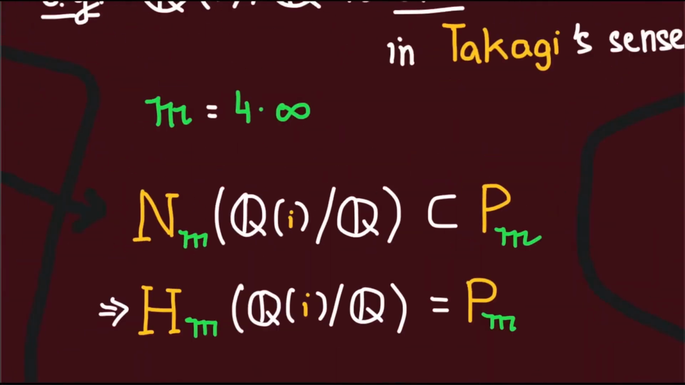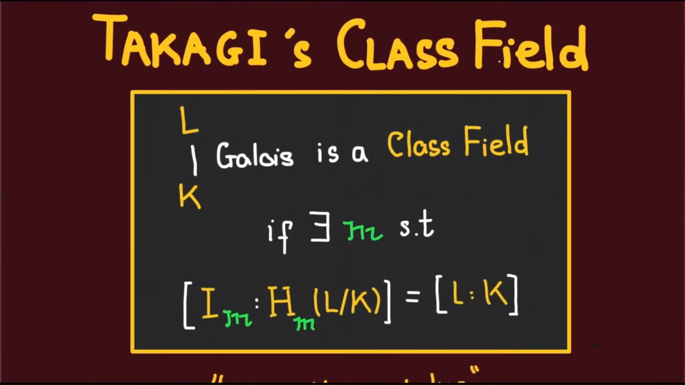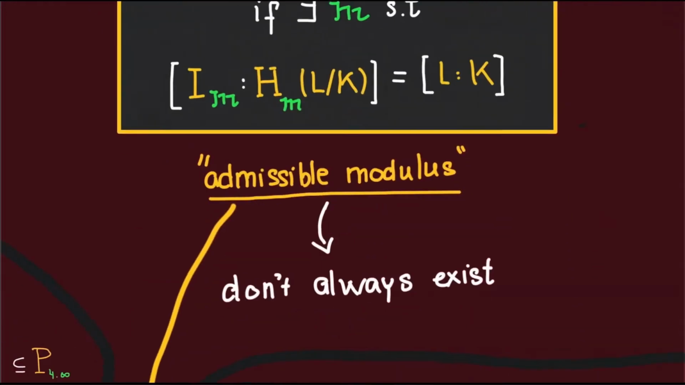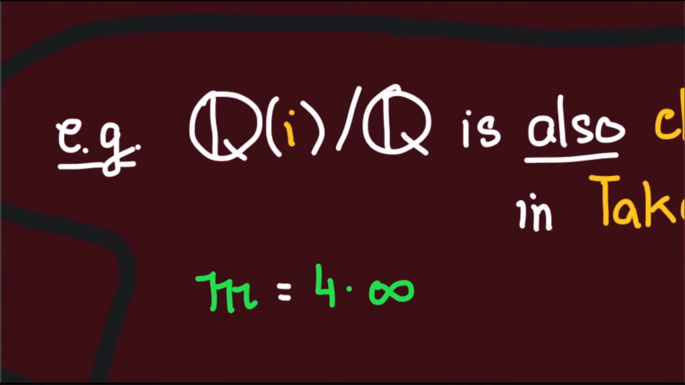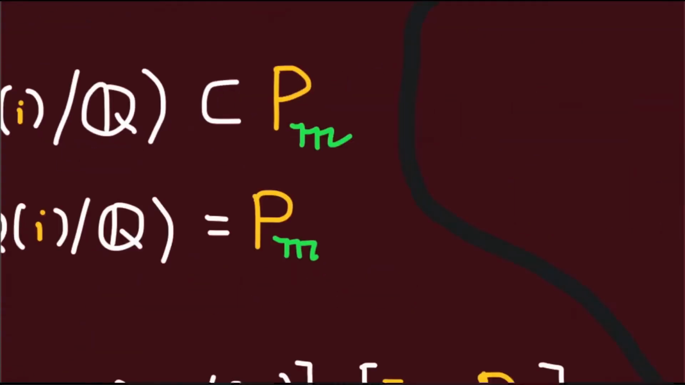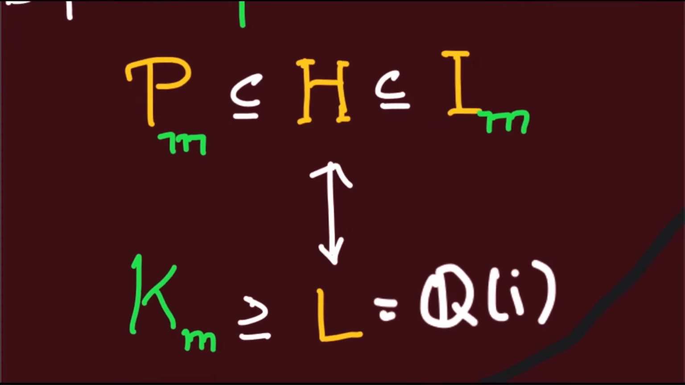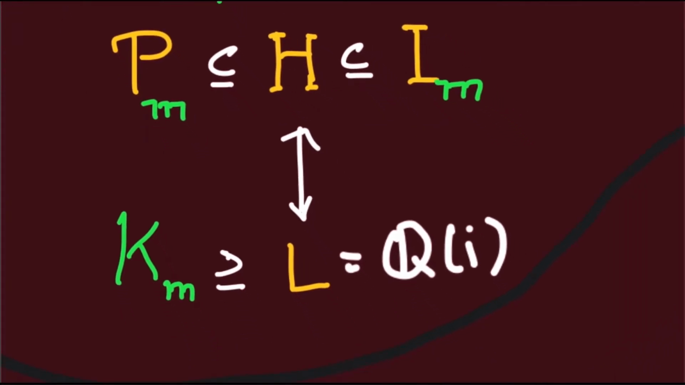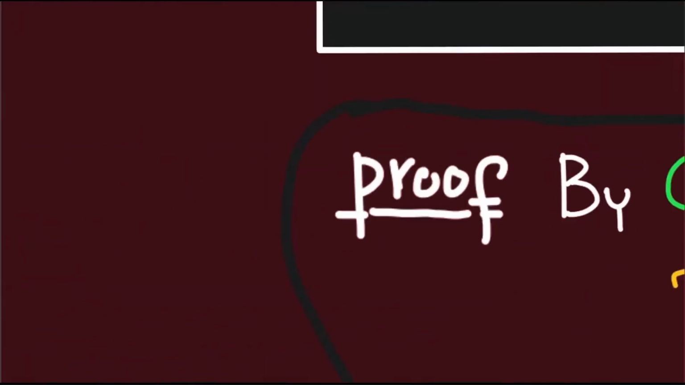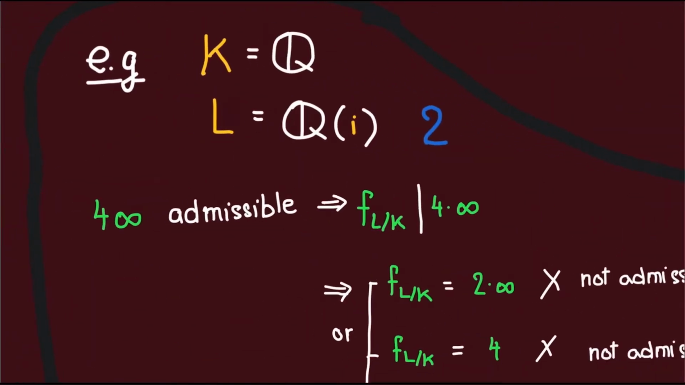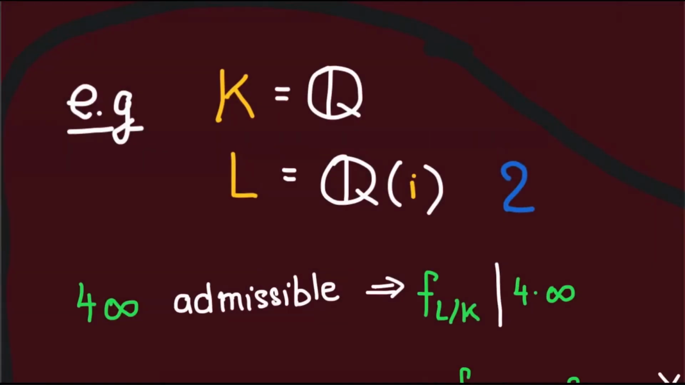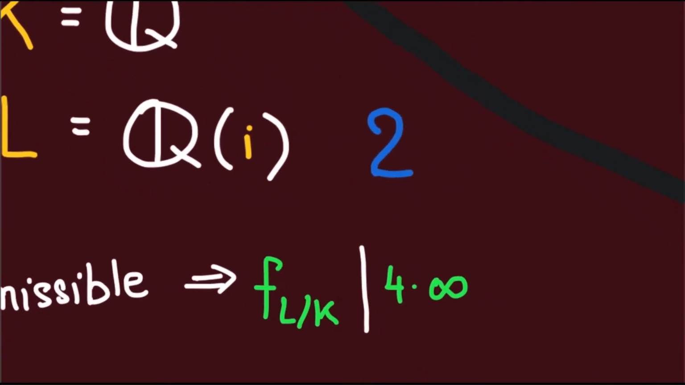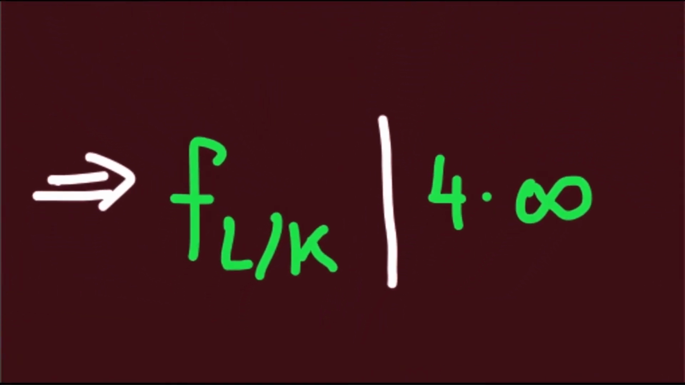So then, by Takagi's definition of class field, Q(i) is going to be the class field with respect to the modulus 4 times infinity. Now, that means that Q(i) must lie inside the Ray class field corresponding to the modulus 4 times infinity. In other words, 4 times infinity is an admissible modulus of Q(i) over Q. Therefore, the conductor of Q(i) over Q must divide 4 times infinity.